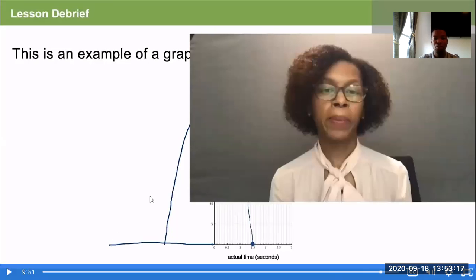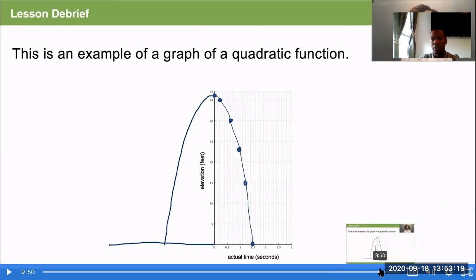I want us to recognize, let me go back a couple of seconds. So we want to look at this graph. When we're looking at the graph, he was up here, but at what part of this graph do you think he was going the fastest? At what part of this graph do you think his speed was at its max?